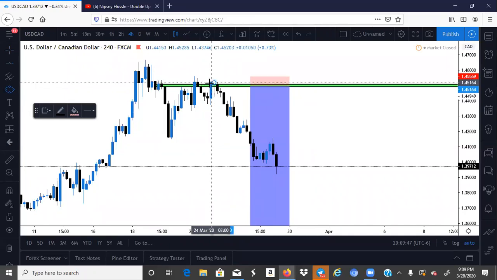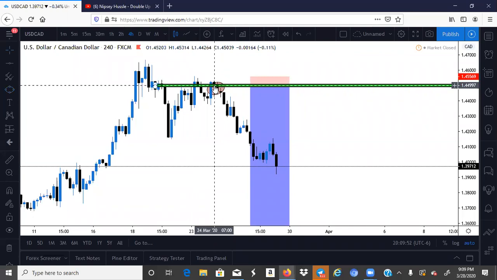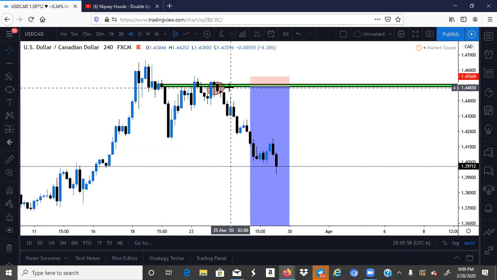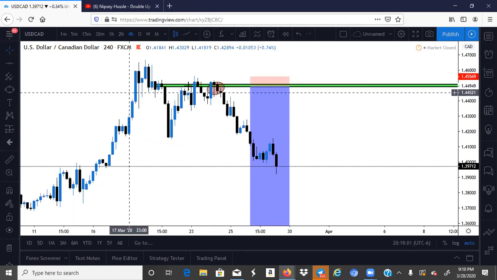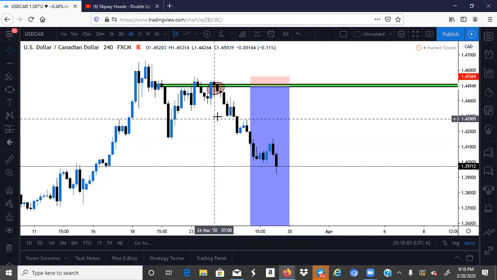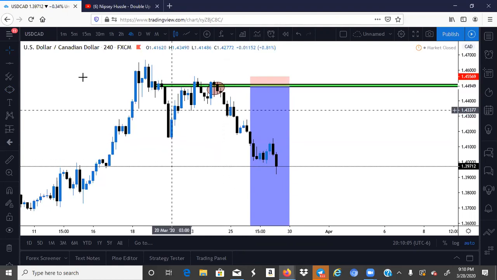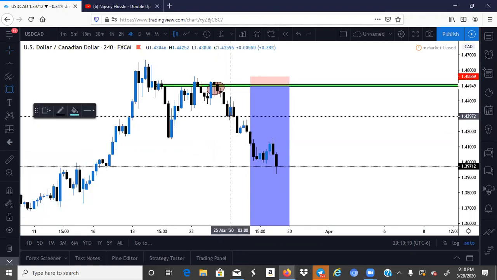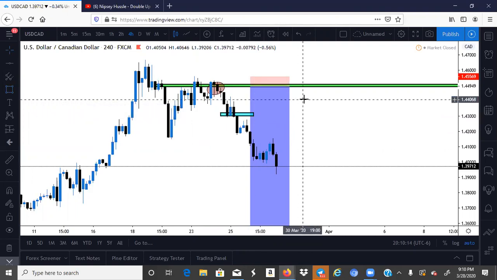I ain't gonna lie to y'all, I got in the trade right here the first time, on the 24th. As you could see, I had very little drawdown, and then I got out the trade about right here because I was over leveraging. I put a 0.10. I made like $100, and I was like, bet, I'm good. I already made 100, I'm over leveraging. Let me get out the trade.